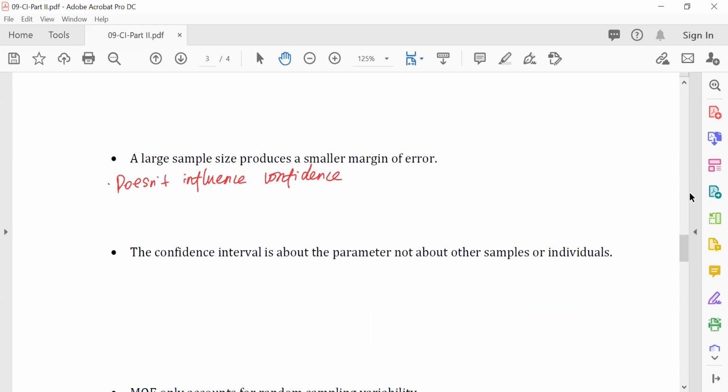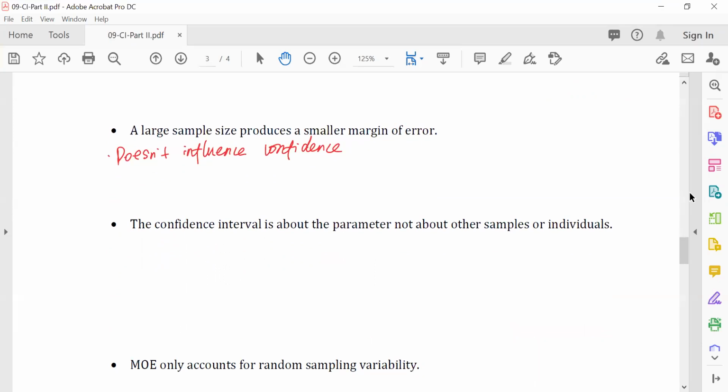The confidence interval is about the parameter, not about other samples or individuals. So, like I've mentioned, the typical misinterpretation says 90% of individual values are in the interval, or are not in the interval. It's not like that.